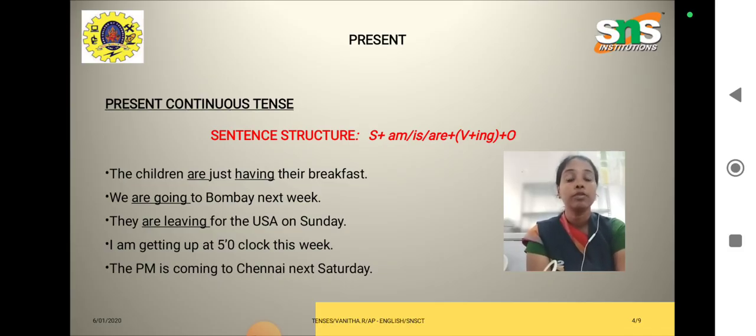For example, the children are just having their breakfast. Here the main verb is have and the be verb is are. When you have an ing form of an action word in a sentence, that is a continuous process, so we call it a continuous tense.